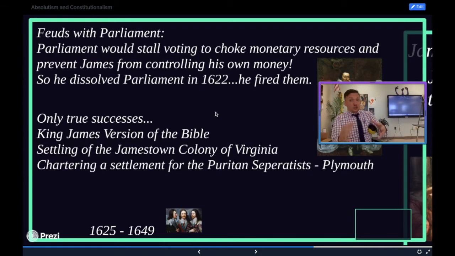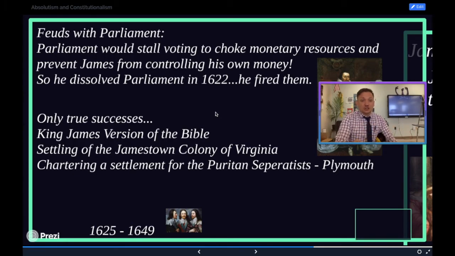His only true successes, he had a few, was he had the King James version of the Bible written to try and appease the Puritans, right? He tried to appease them, be like, all right, fine, here's a vernacular Bible, go write it. So the King James version of the Bible is the Bible that we now use, right? He also started the colony of Jamestown in Virginia, right? Named after him, okay? And he also gave the Virginia Company their charter, right? To go off and start this colony.